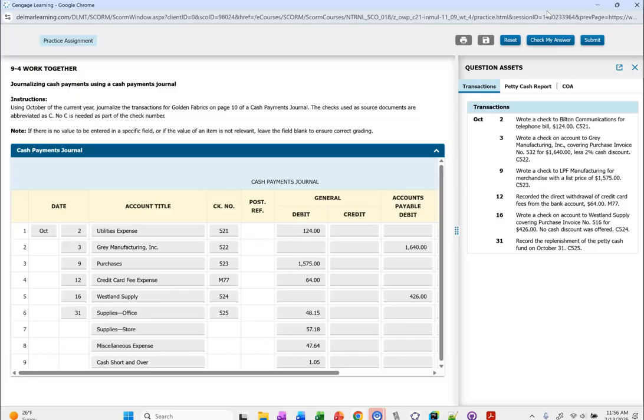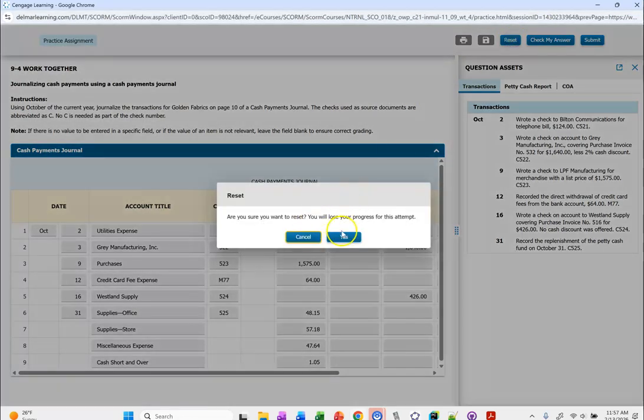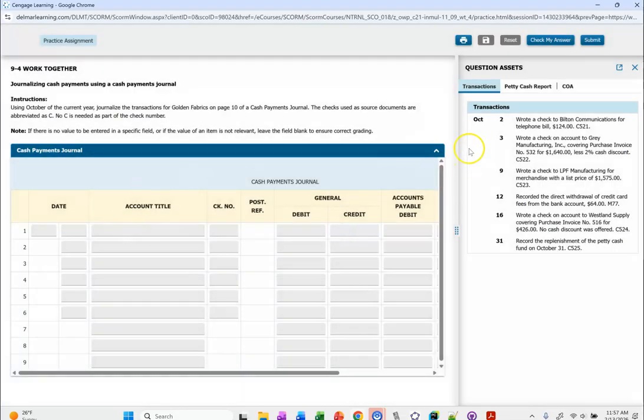All right. So the instructions say, using October of the current year, journalize the transactions for Golden Fabrics on page 10 of a cash payment journal. The checks used as source documents are abbreviated as C. No C is needed as part of the check number. If there's no value to be entered in a specific field, or if the value of item is not relevant, leave it blank. So we can go into this.